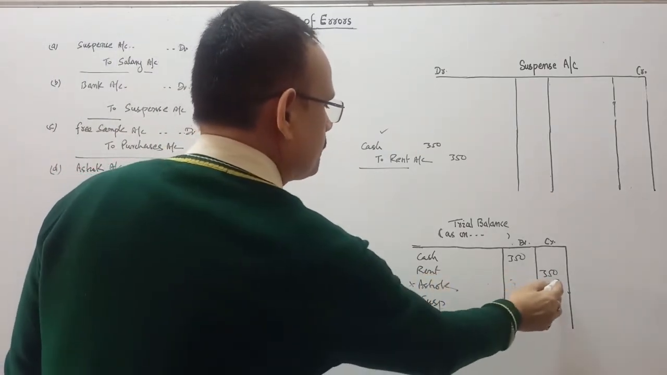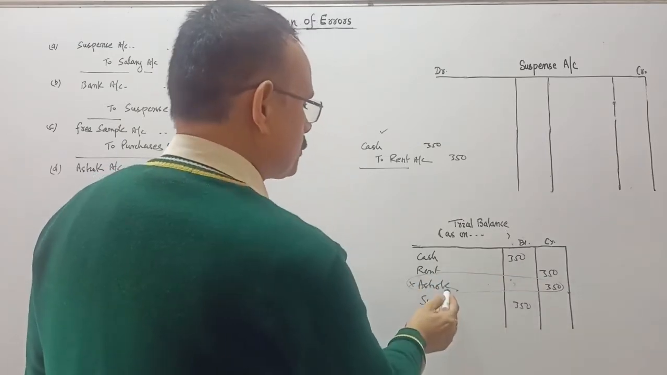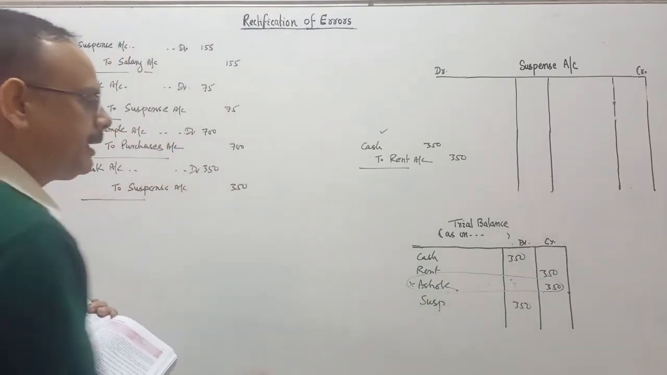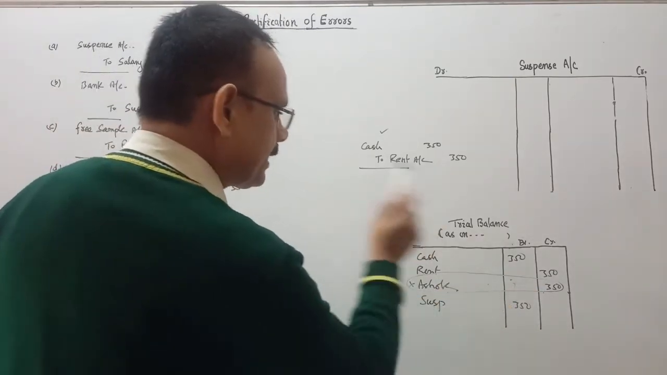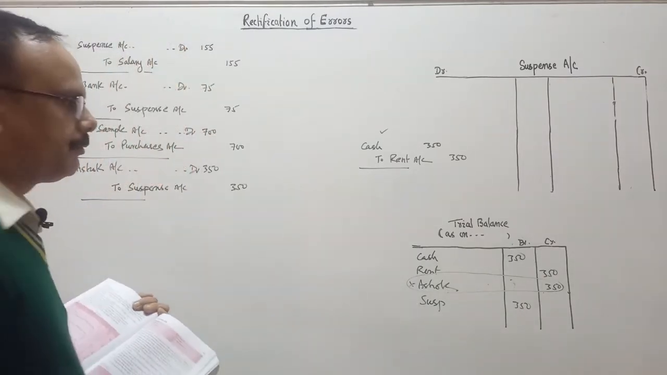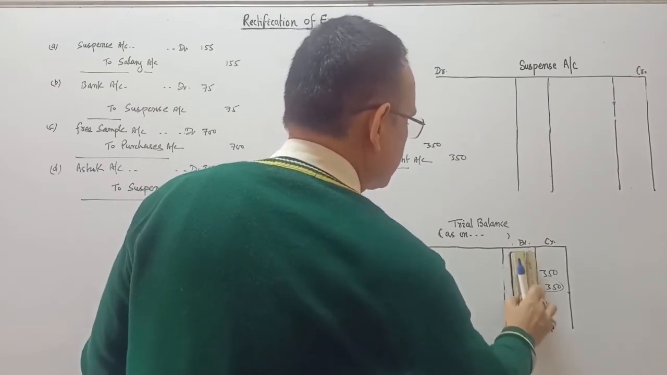So this one we have posted wrong. So we have to cancel this one. For cancellation, it is on credit, so we have to debit it, and because of that suspense is opened on the debit side. We have to cancel the suspense, so we have to credit the suspense account. Okay.